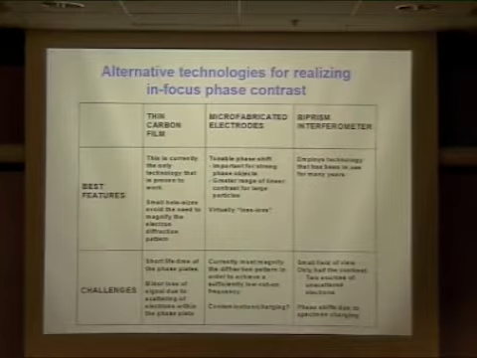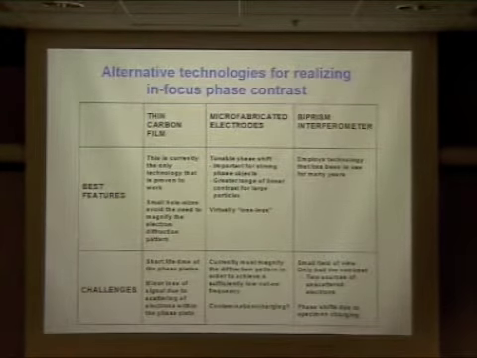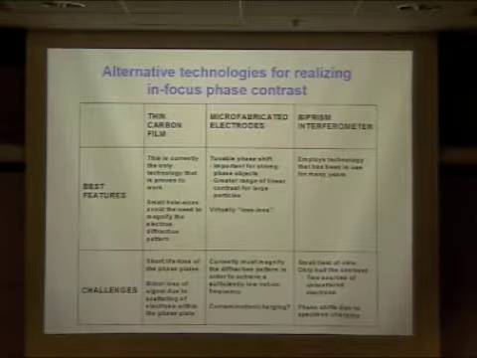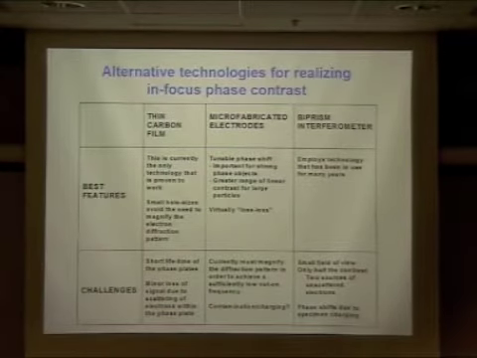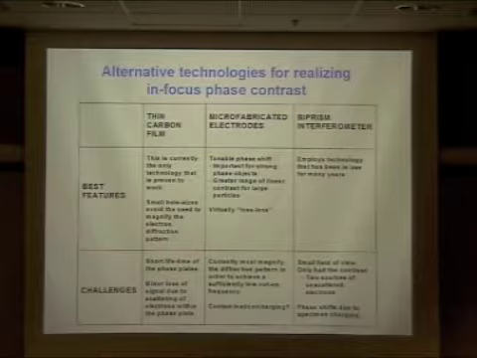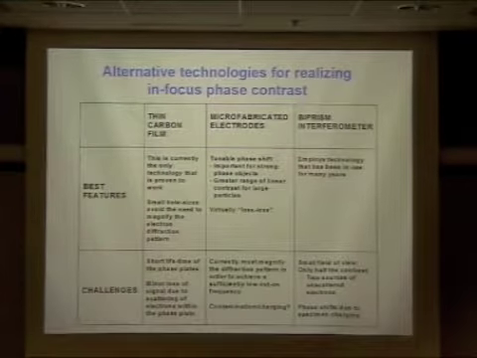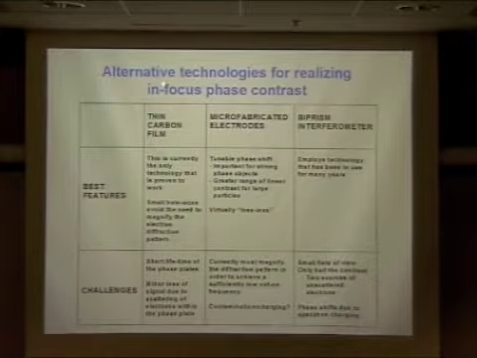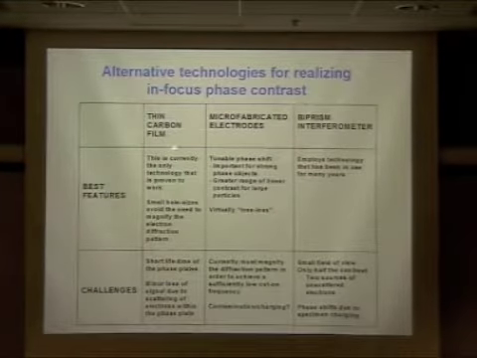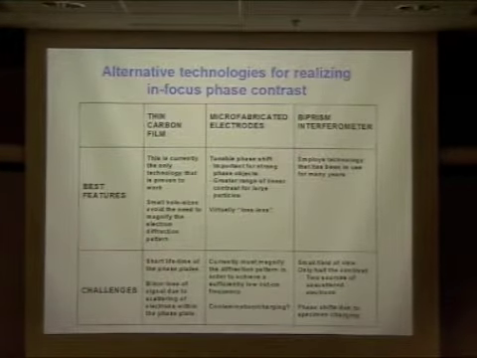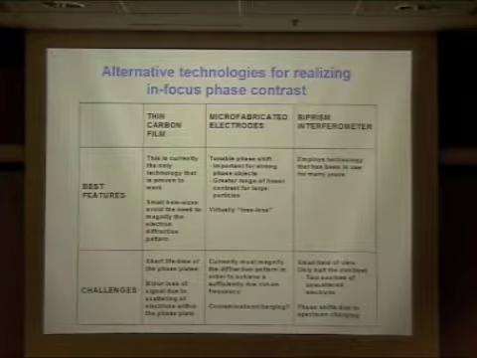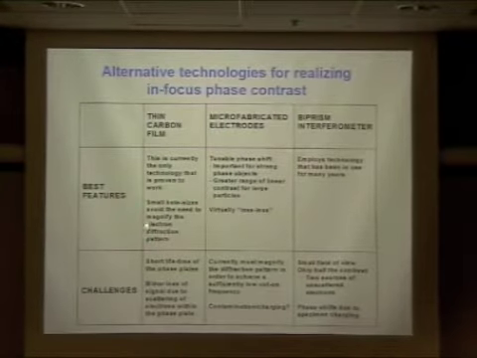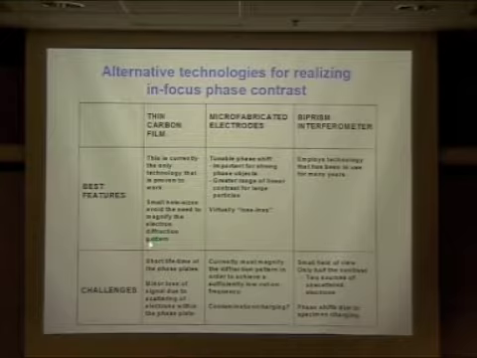particle. Now, a little survey slide of some of the alternative technologies that are being actively either pursued or at least talked about to achieve in-focus phase contrast. The thin carbon film, this is the only technology that's been proven to work. And you need the small hole size. I just explained that from Dieter's simulation.